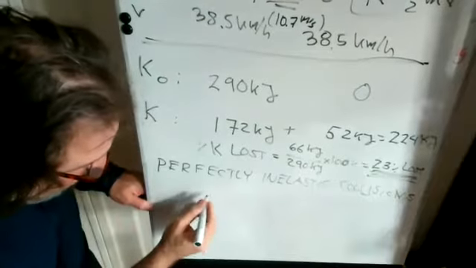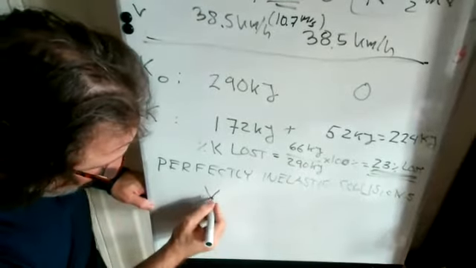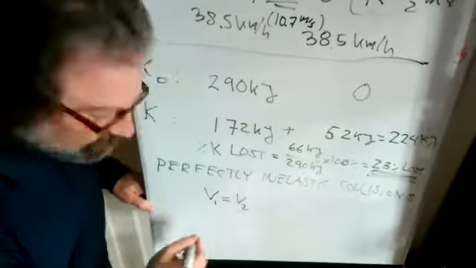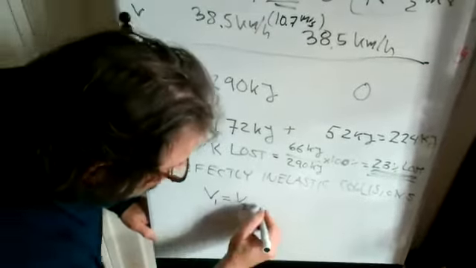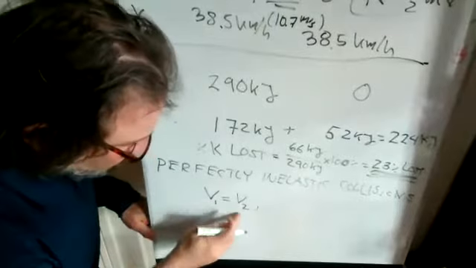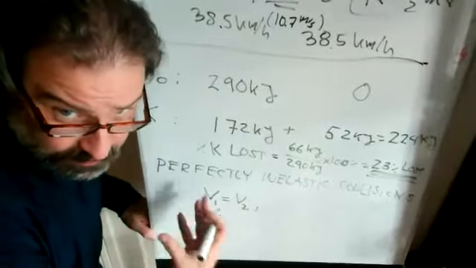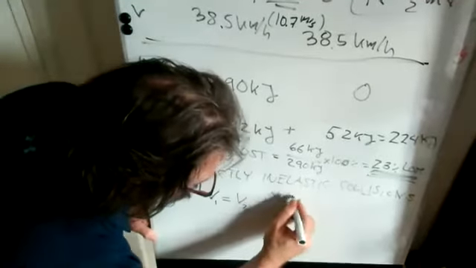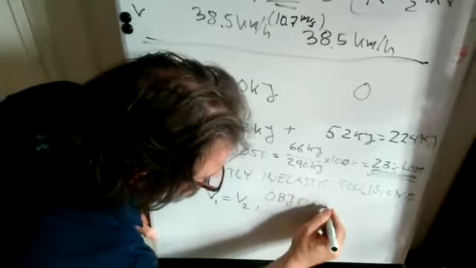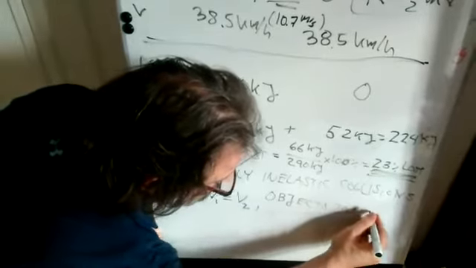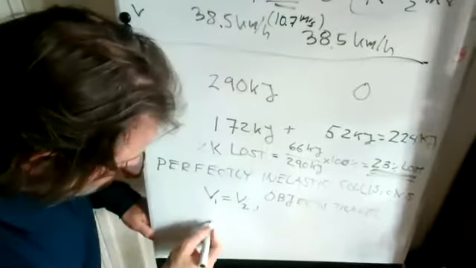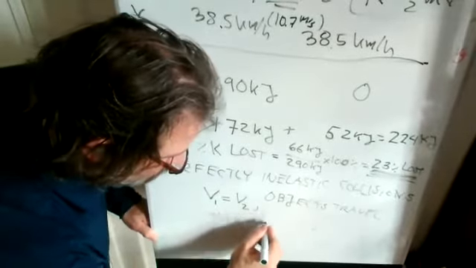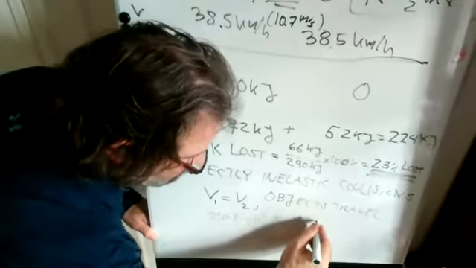They're defined by the fact that our two objects afterwards have the same speed. And we can express this in different ways. We can just say V1 equals V2 for the two objects that collided. Objects travel together after the collision.